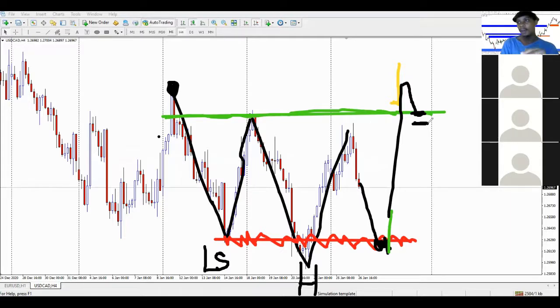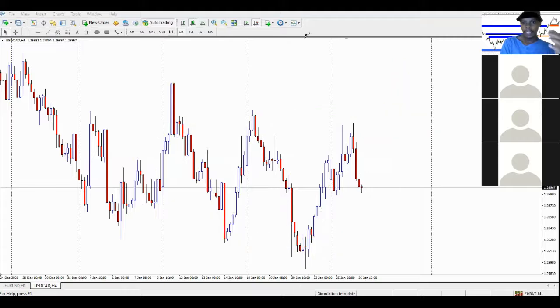So right now, another element that we want from there to be buying this market. Okay, that is an example of an inverse head and shoulder.